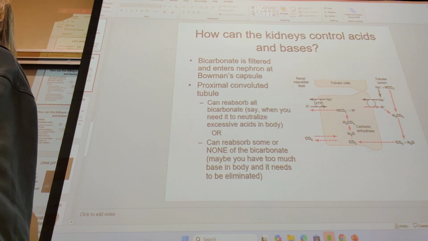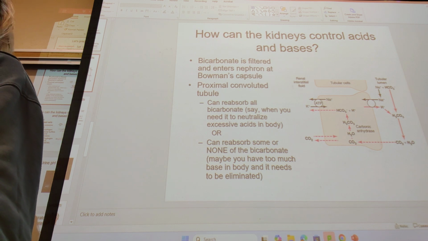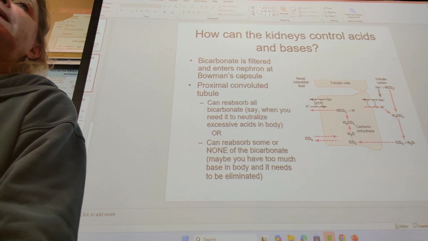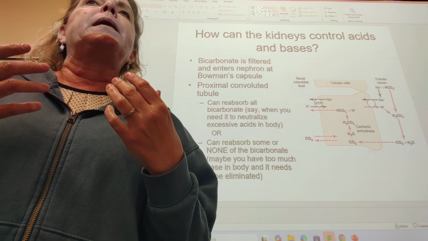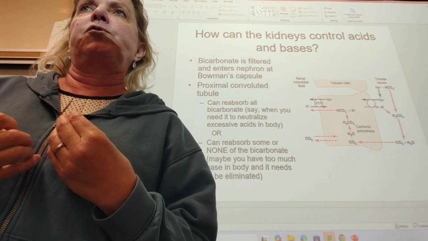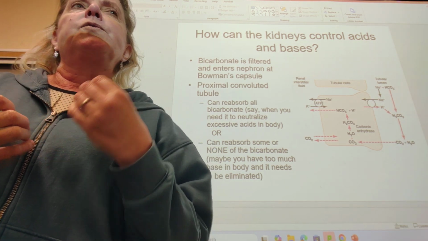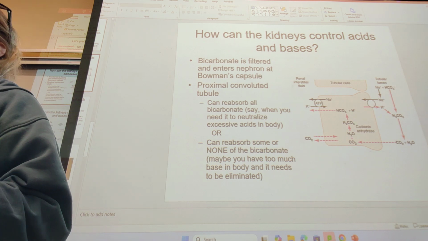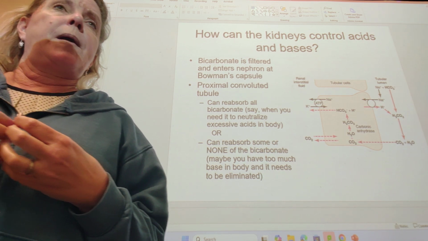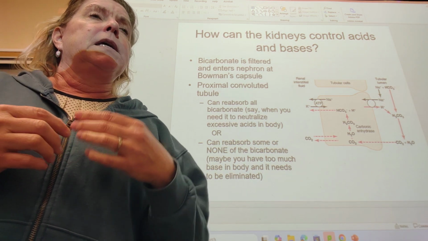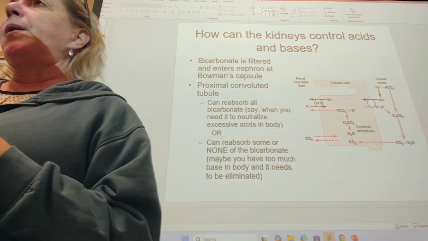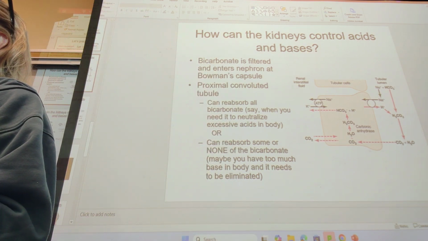That's something you're going to learn again in the next unit. Digestive enzymes. Any enzyme in your body has an optimal pH. So, if your pH is too high, it can disrupt enzyme activity. If it's too low, it can disrupt enzyme activity.